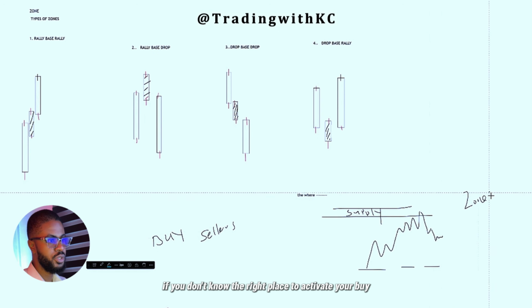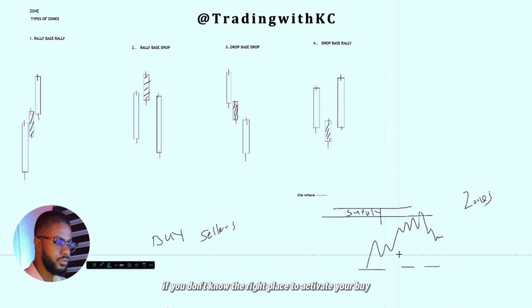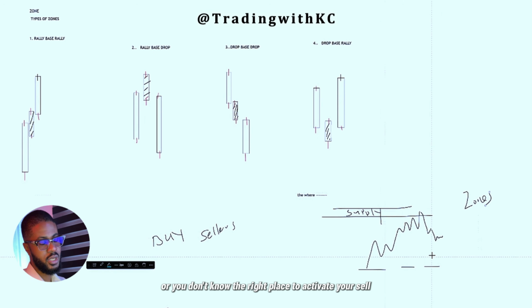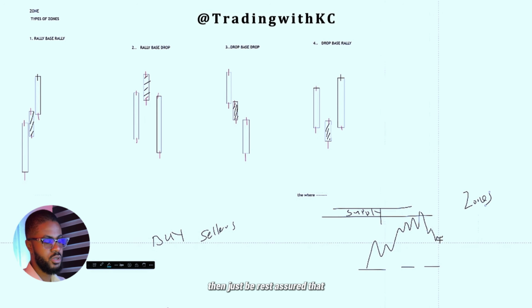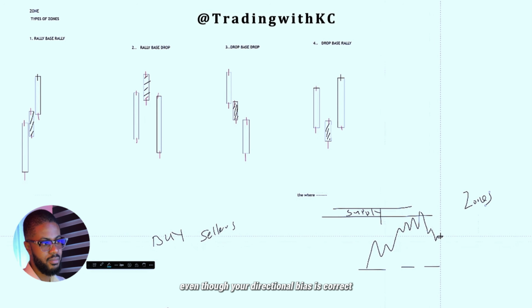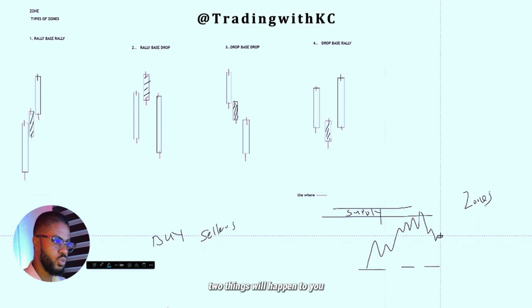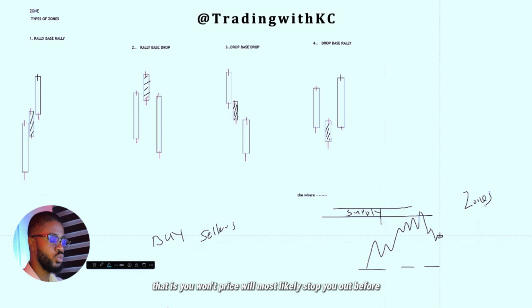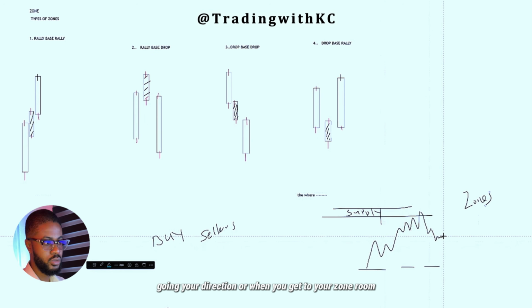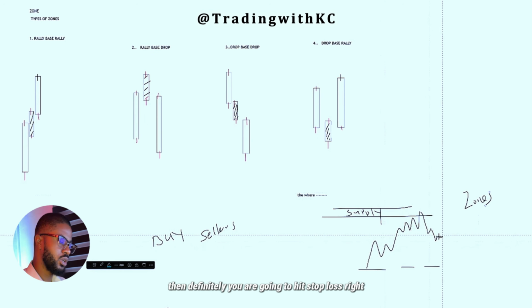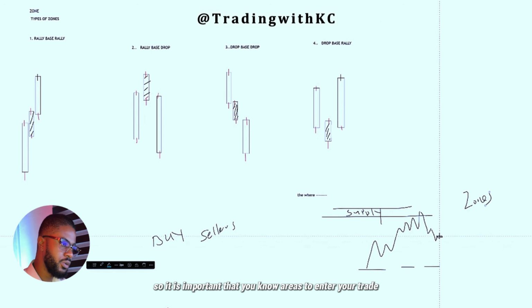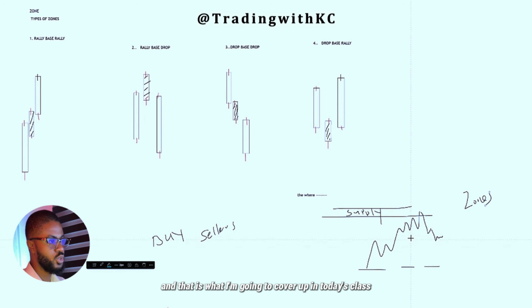If you don't know the right place to activate your buy, or you don't know the right place to activate your sell, then be rest assured that even though your directional bias is correct, two things will happen to you. You either become an early buyer in the market, that is, price will most likely stop you out before going in your direction, or when you get your zone wrong, then definitely you are going to hit stop loss. So it is important that you know the areas to enter your trade.